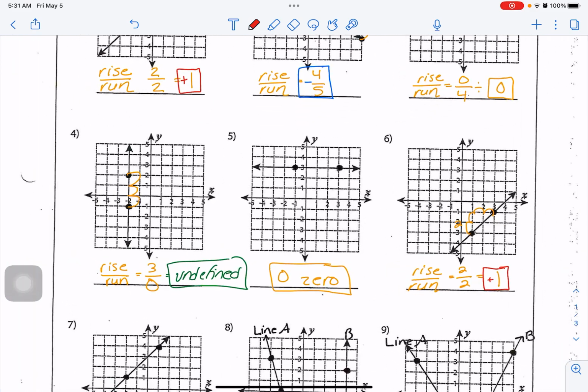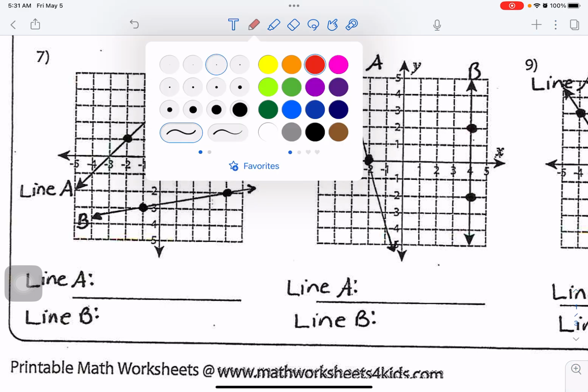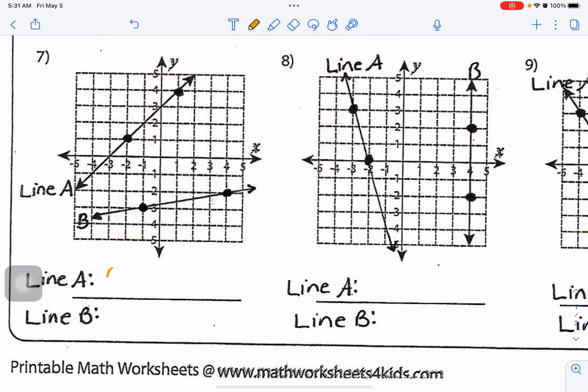Okay. Let's try a few more examples together. Let's start with line A. Line A, I'm going to do rise over run. And so I'm picking the 2 points, and I look at how far up do I go? 3. How far over do I go? 3. 3 over 3 simplifies to 1, and is that slope going in a positive or negative direction? It's going in a positive, so I just say positive 1.